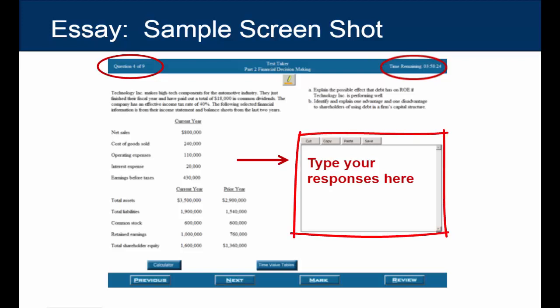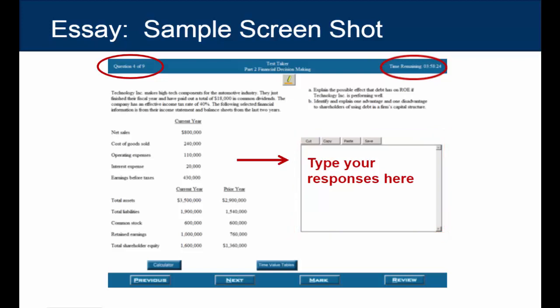So you would type your response into that box, save it, and then advance to the next question within the essay section. So now I'm going to hand things over to Sue, who will take you through some sample essay questions and responses.